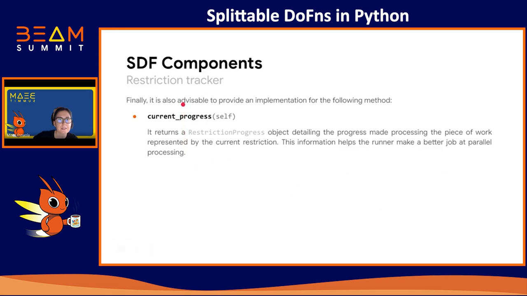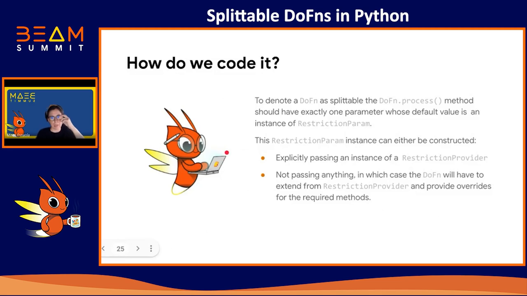And then finally, in the restriction tracker, there is another method that is advisable, I mean, not mandatory, but advisable to provide an implementation, that is letting the runner know how the processing is going, okay? Like out of the restriction that I had to process, how much has been processed, okay? Good. So now let's jump and see how we code it.